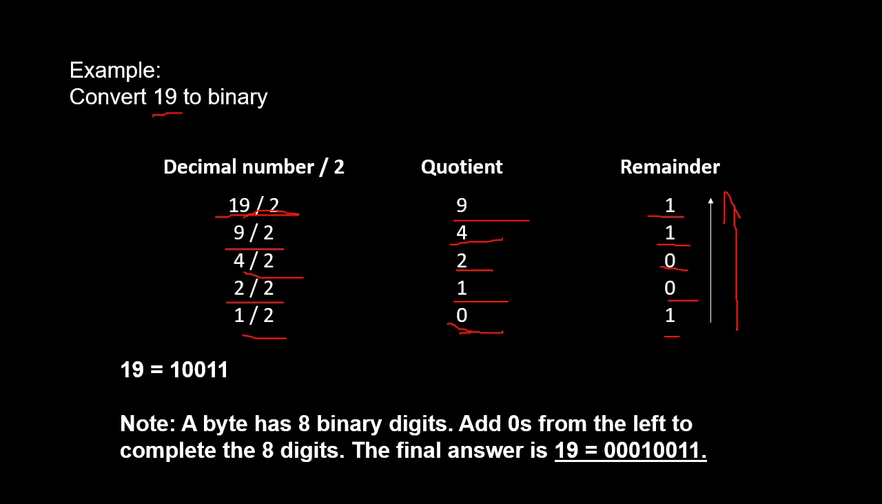Take note that a byte has 8 binary digits. So add zeros from the left to complete the digits. The final answer is 19 is equal to 00010011.